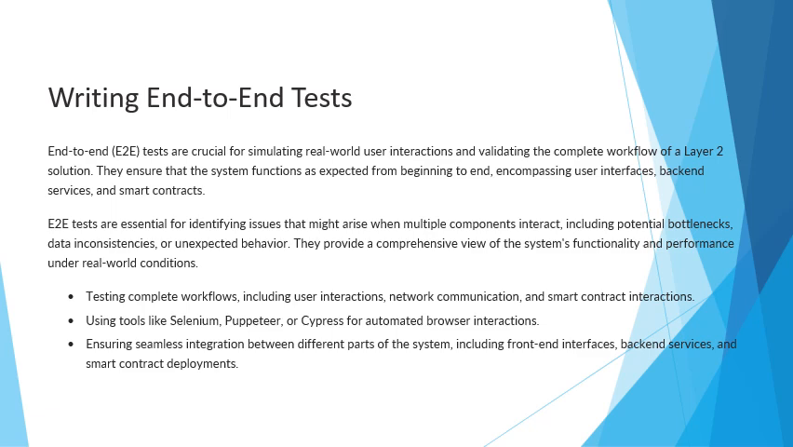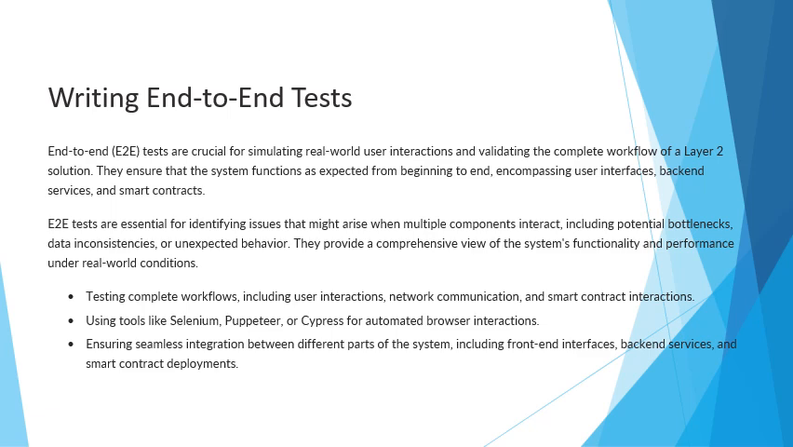End-to-end tests are crucial for simulating real-world user interactions and validating the complete workflow of a layer 2 solution. They ensure that the system functions as expected from beginning to end, encompassing user interfaces, backend services, and smart contracts. E2E tests are essential for identifying issues that might arise when multiple components interact, including potential bottlenecks, data inconsistencies, or unexpected behavior. They provide a comprehensive view of the system's functionality and performance under real-world conditions.